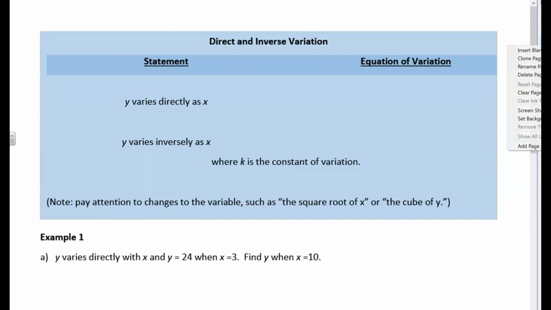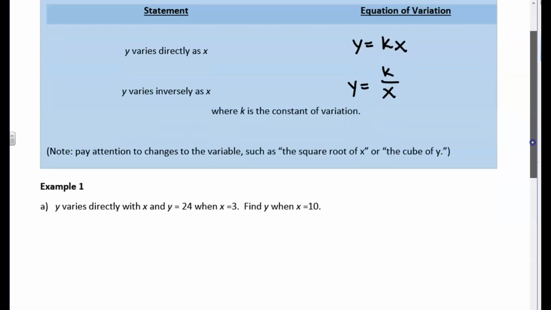So let's look at some examples here. If I say that y varies directly as x, then my equation of variation would be y equals kx. That's a linear relationship, right? As x goes up, y goes up. Whereas if y varies inversely as x, we would say y equals k over x. As x goes up, y is going to go down, and as y goes up, x goes down. Note, pay attention to changes in variables such as the square root of x or the cube of y, because you'll see some interesting things in these.